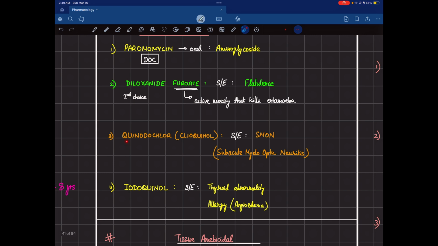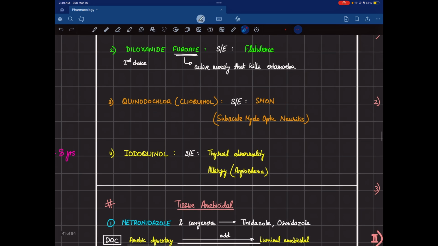Third drug, clioquinol, you really don't need to know. The side effect, as I said earlier, is SMON, and it's called subacute myelo-optic neuropathy. Iodoquinol has the similar side effect. These both belong to the same category of drug, and the side effect with this is thyroid abnormalities as well as allergies, which further causes angioedema.